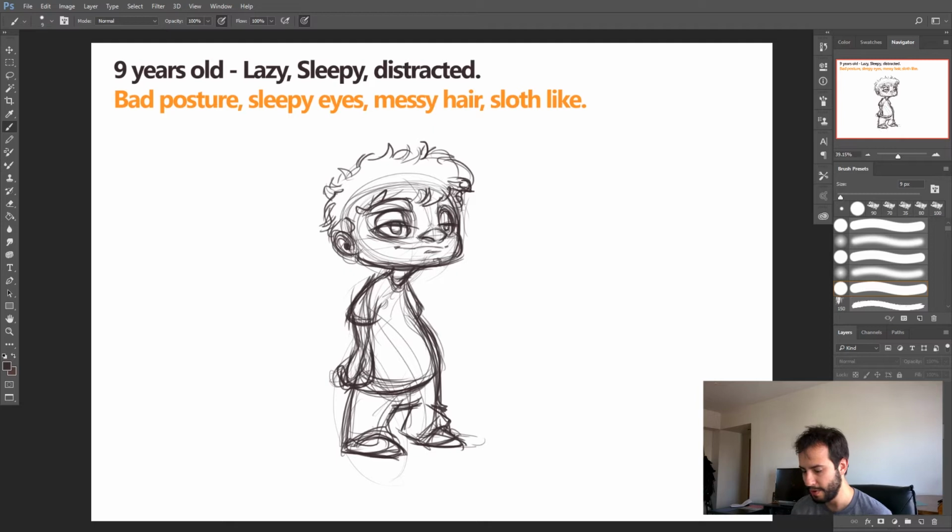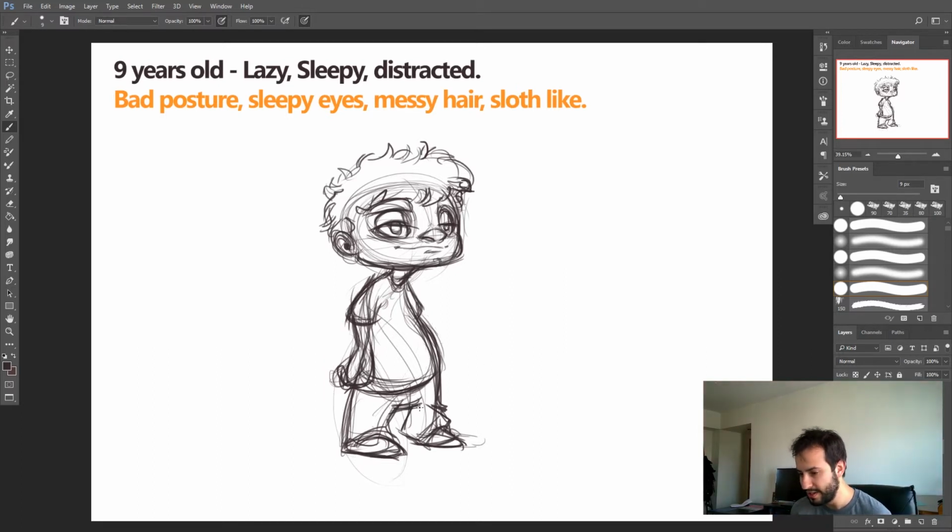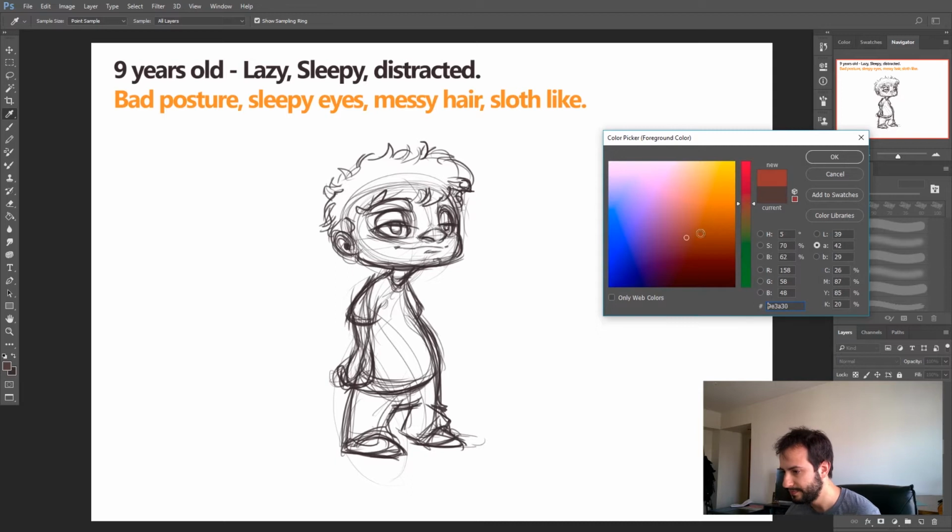I can take the backpack away. I think I like it even more without the backpack, but I like that I made the backpack baggy, so it hangs a lot. It's not a tight backpack, but it's all lazy and hanging like his clothes. That's why I started doing this, let me do another layer with another color so we can go through this.